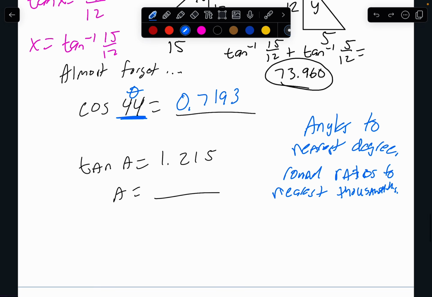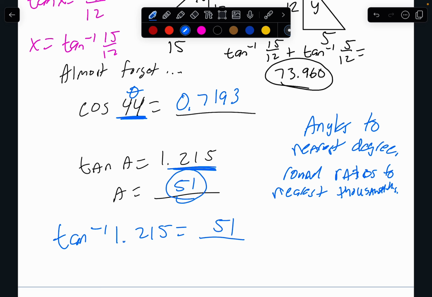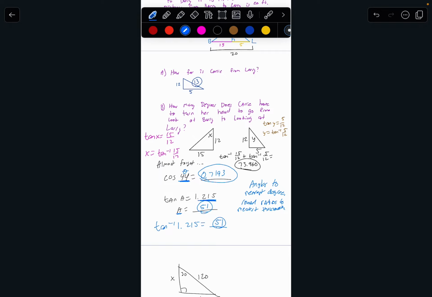On the second one, they gave us the ratio and they're asking for the angle. So we're going to have to do the inverse tangent of the ratio to get the angle. Inverse tangent of 1.215, and it says round angles to the nearest degree. So that would be 51 degrees. And that is an angle. A is the angle. This is the ratio. So please, please, please make sure you read directions carefully and round very carefully on that.